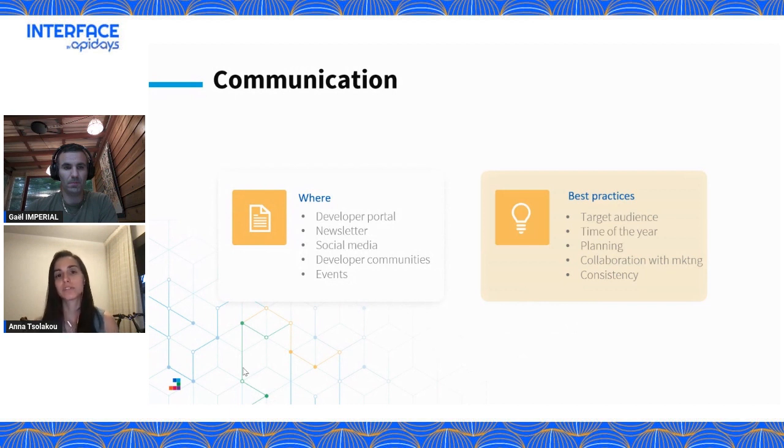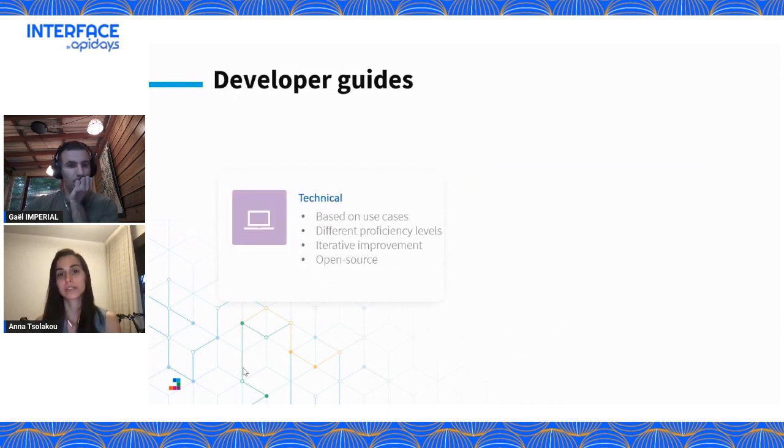So now that developers have found out about the new API that you just released, how will developers know about what they can do with the API? So the next step is building some developer guides. First, I would like to highlight guides that are for a technical audience and technical related, I would say.